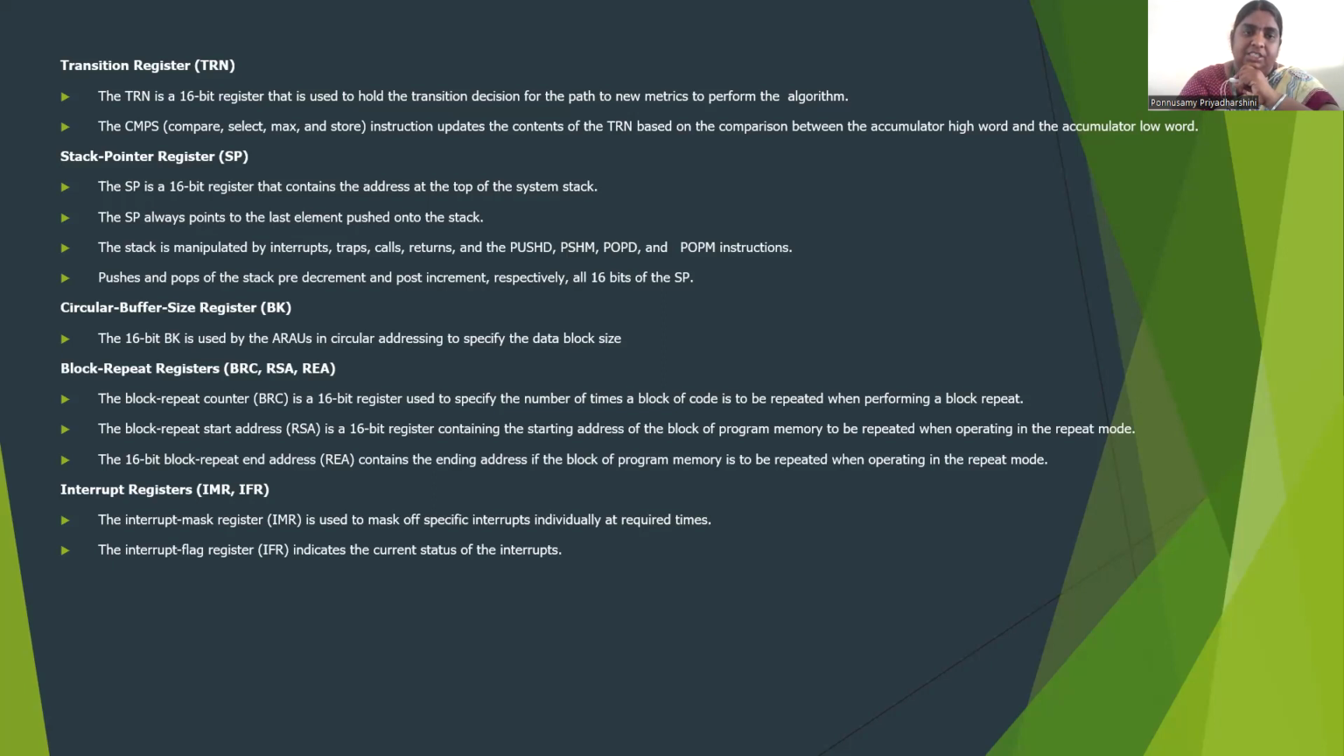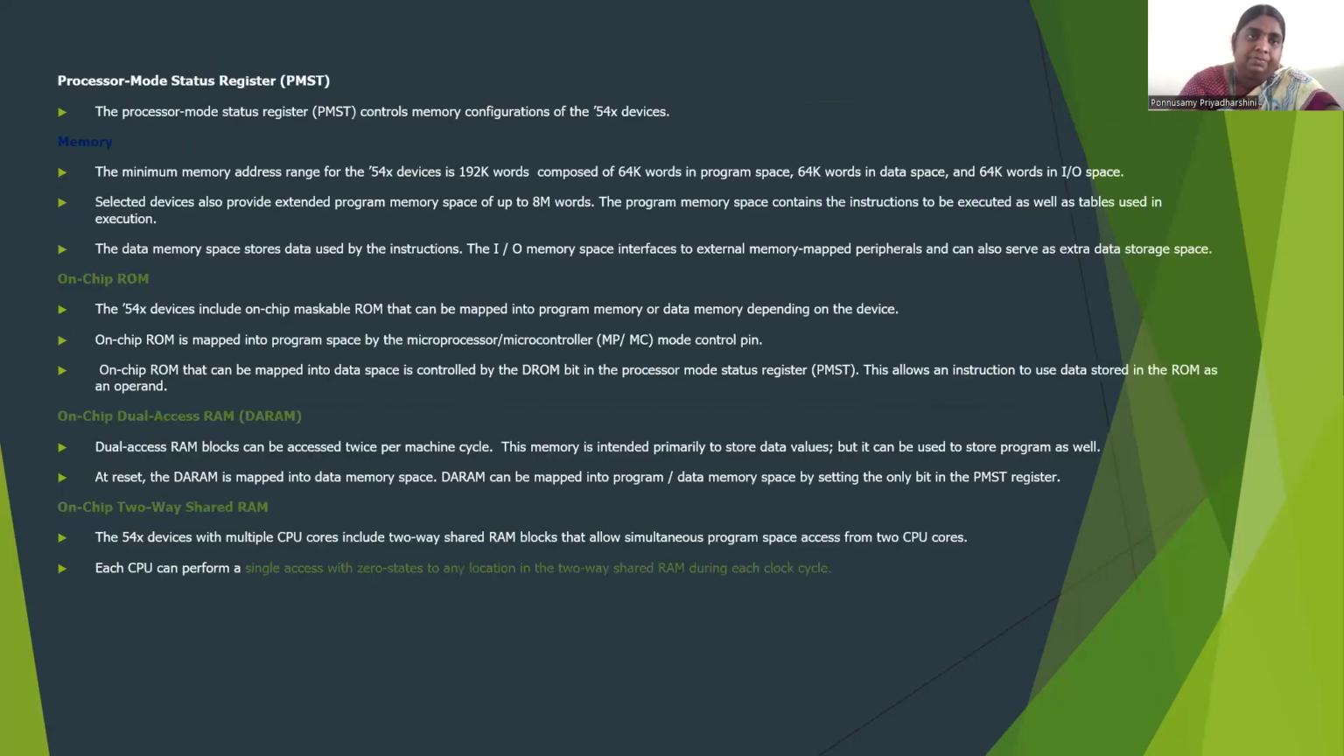Circular buffer size register is used in the circular addressing mode. And similarly, the block repeat register is a 16-bit register used to specify the number of times the block of data has to be repeated again and again. And similarly, it will give the starting address of the block and the ending address of the block. Interrupt register, as we know already, indicates the status of the interrupts, whether it is in the subroutine or it is masked or unmasked. Processor mode status register indicates in what mode the processor is working.